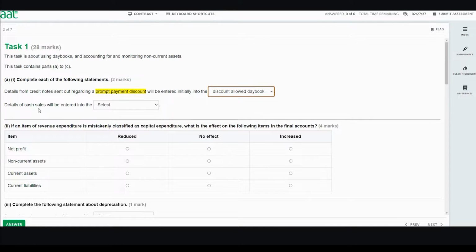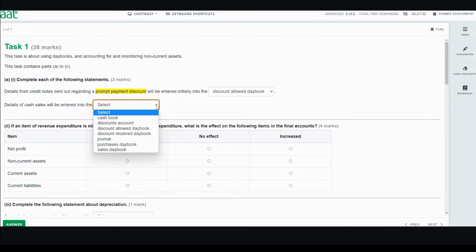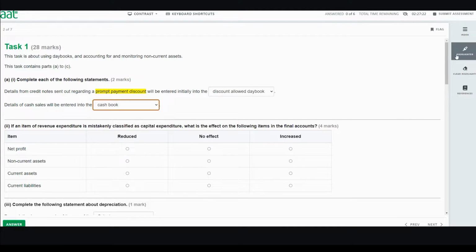Details of the cash sales will be entered in. So these are your choices, okay? So when we have cash sales, we enter these straight into the cash book because they're paying immediately. So again, the important bit with this is the cash sales, okay? Because that's basically giving you the answer. If it's cash sales, it's cash book, okay?